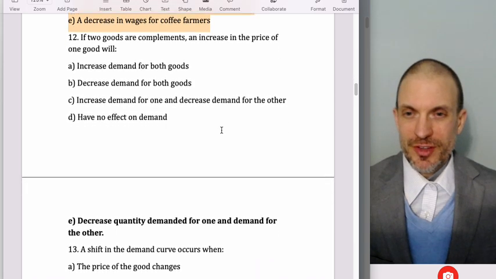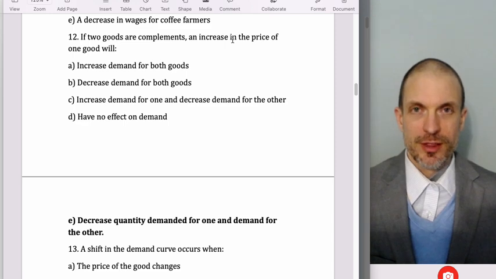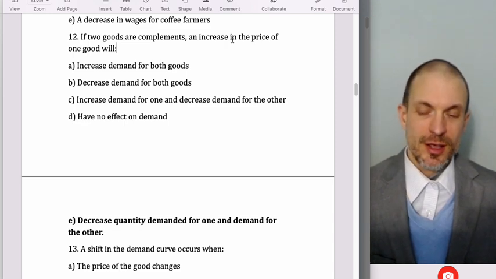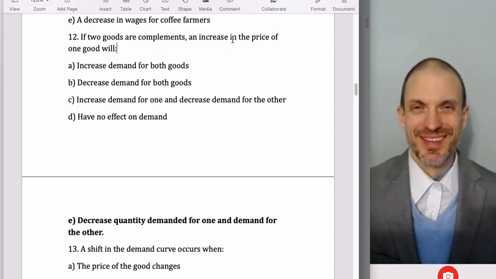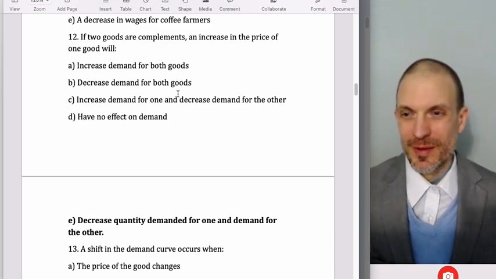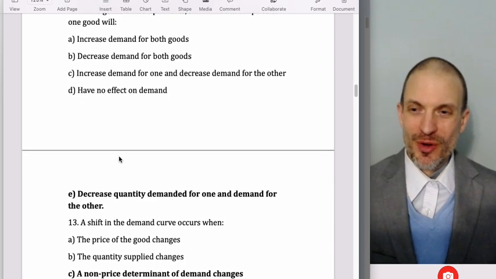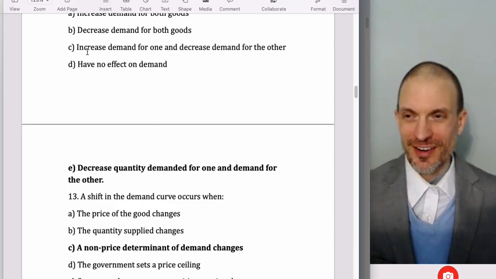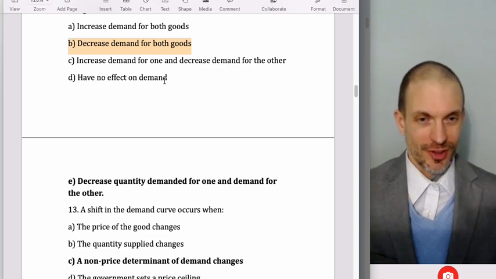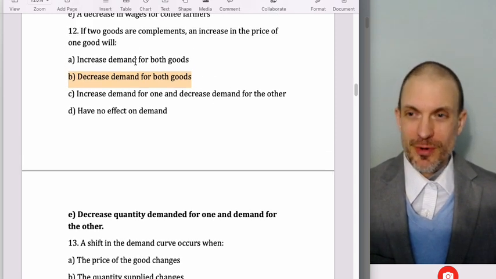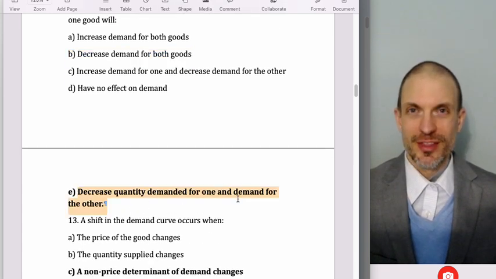If two goods are complements, an increase in the price of one good will... Okay, so if you have an increase in the price of a good, by the law of demand, we're going to get a smaller quantity demanded. Because they're complements, the other related good would be used alongside this one that we're now buying less of. So we'll get a decrease in demand. So actually, what do we want here? It's below the fold of the paper, right? So where's the correct answer? It's not here. It's not increased demand for both goods. It's not decreased demand in both goods. This is a distractor because, as I said, an increase in the price will decrease the quantity demanded for one and decrease the demand for the other.